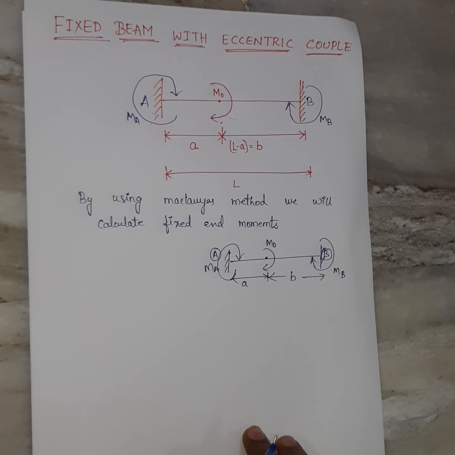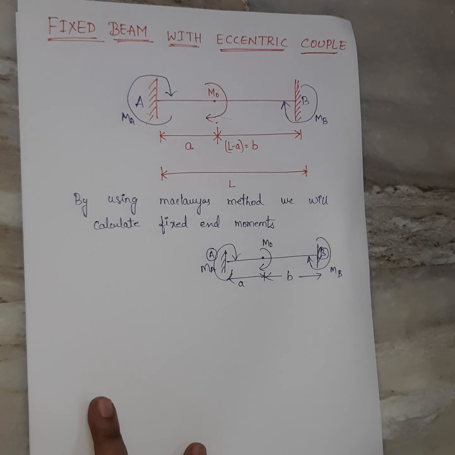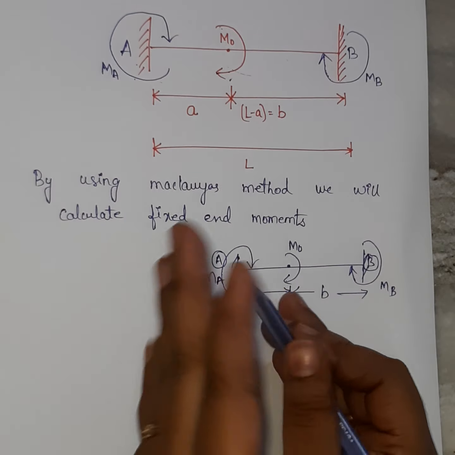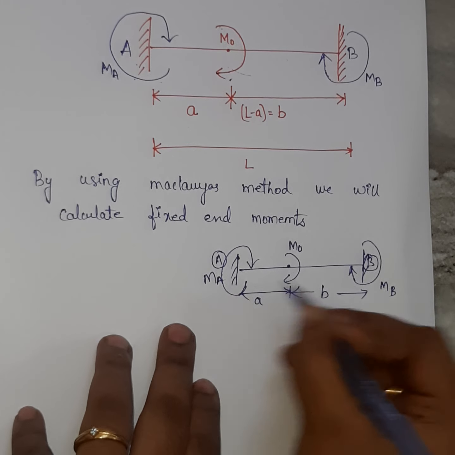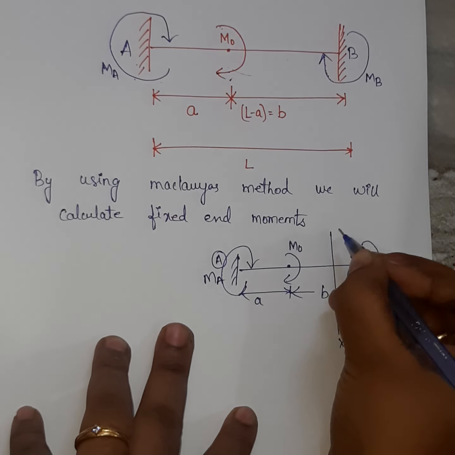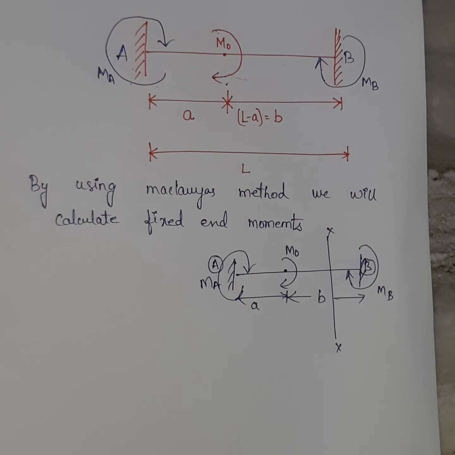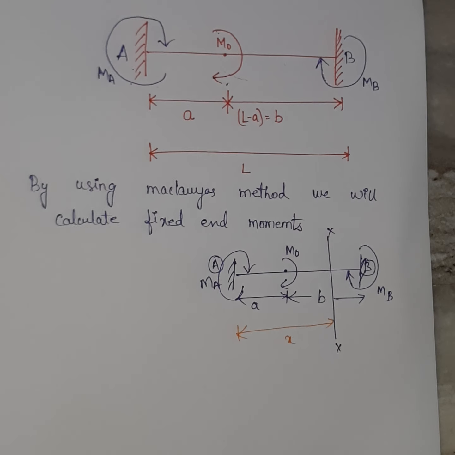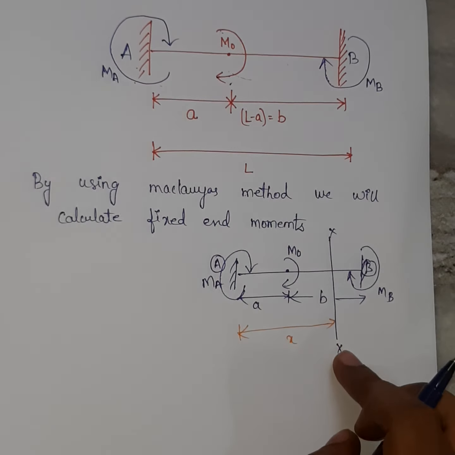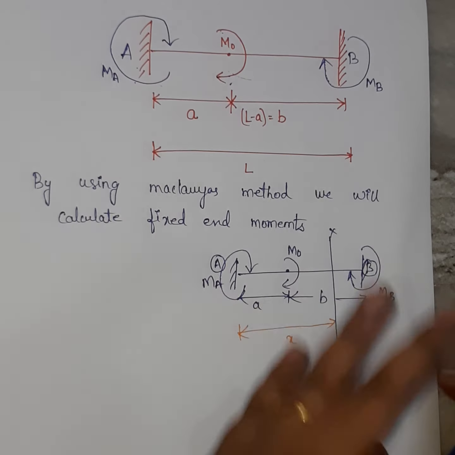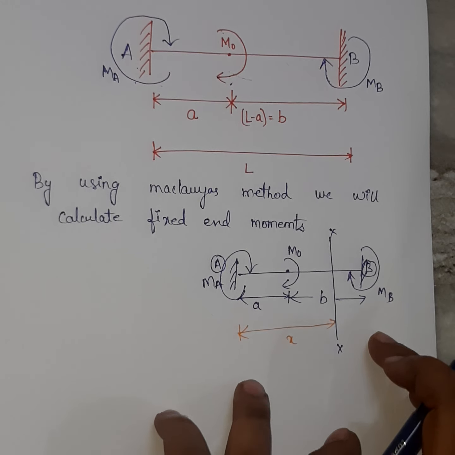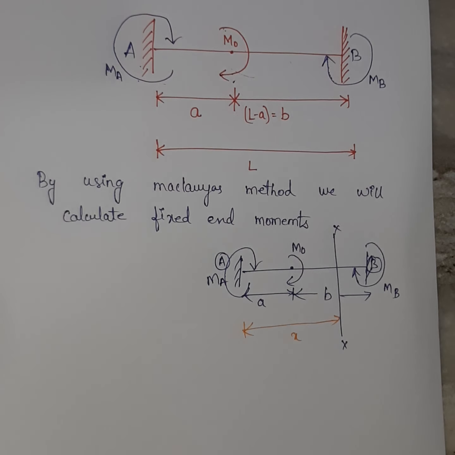Okay. So for calculating this, I am taking the section from the left hand, between A and B. Here I am taking a section XX, and this section is acting at a distance x. I am taking the section from A to B, from left to right, section XX at a distance x. So how will the equation come?